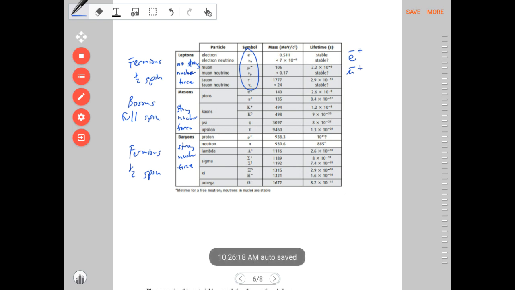Then these bosons, these full spin ones, are pions, kaons, and so on. And then of course the baryons, which are the more familiar ones: protons and neutrons. A proton and a neutron are baryons, and they have half integer spins.